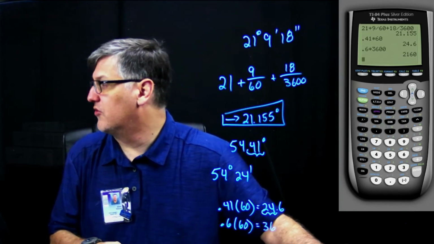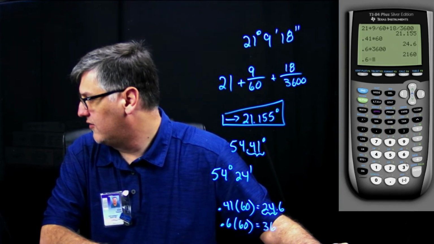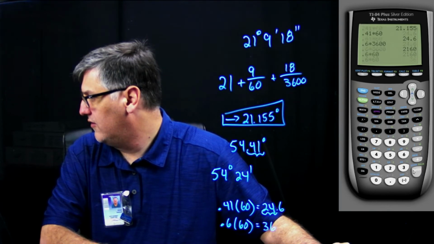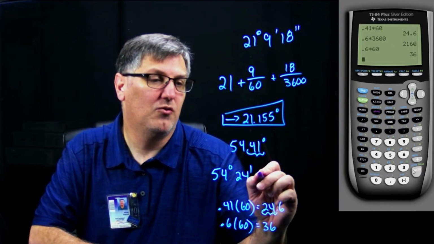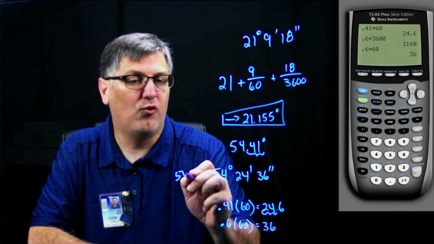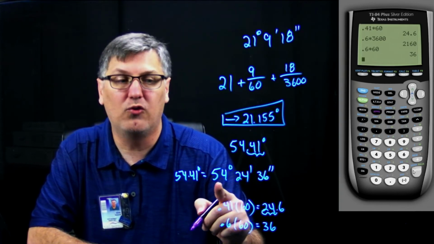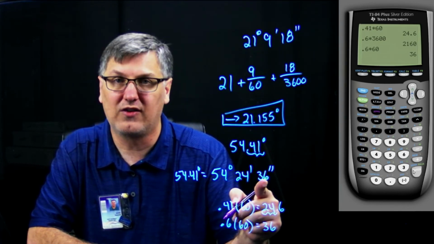And let's just double check that in my calculator because it's just been one of those days. 0.6 times 60 is 36, which is 36 seconds. So 54.41 degrees is equivalent to 54 degrees, 24 minutes, and 36 seconds.